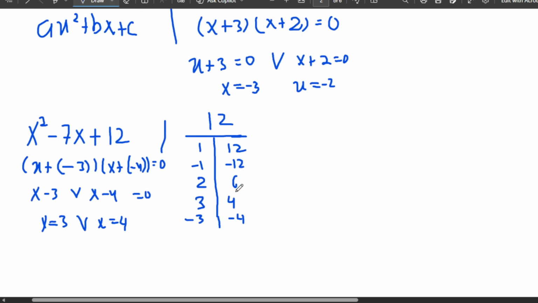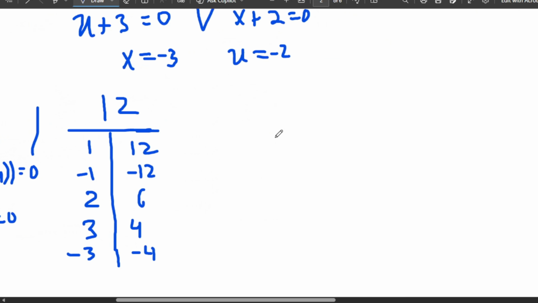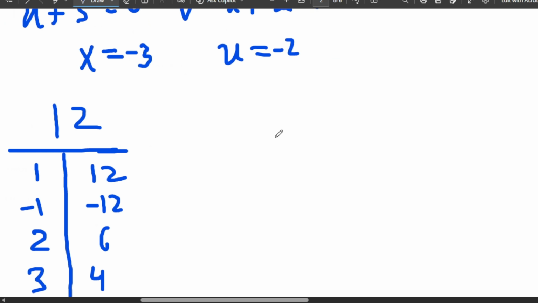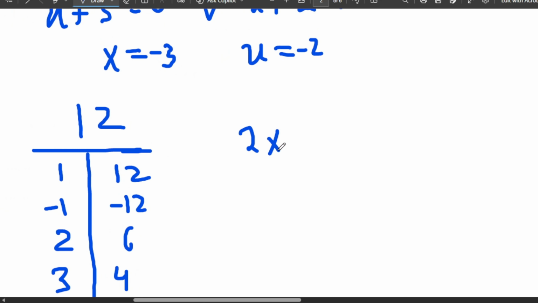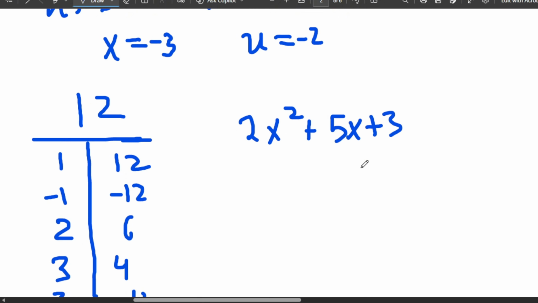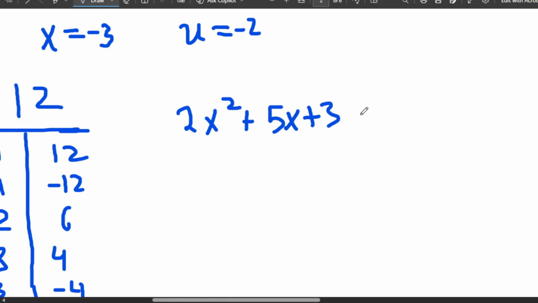All right. How about we get a coefficient greater than 1 on our x squared? So let's say 2x squared plus 5x plus 3 is equal to 0.